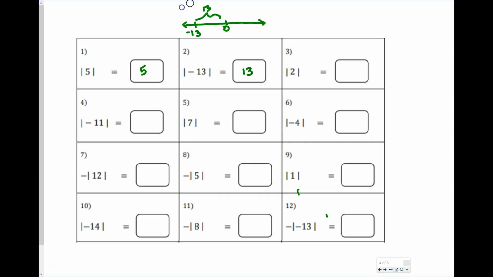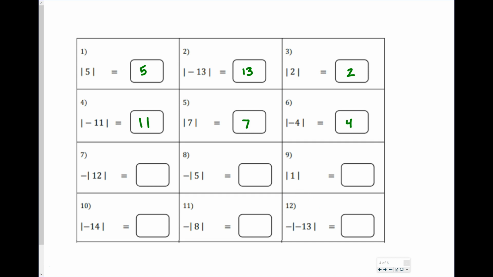Okay, so we basically are taking what's inside the bars and we're making it positive. Then 2 is already positive, so it says 2. The absolute value of -11 is just 11. Absolute value of 7 is just 7. Absolute value of -4 becomes +4. Okay, so those are pretty straightforward.